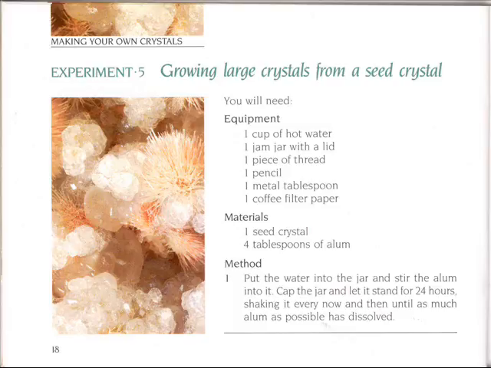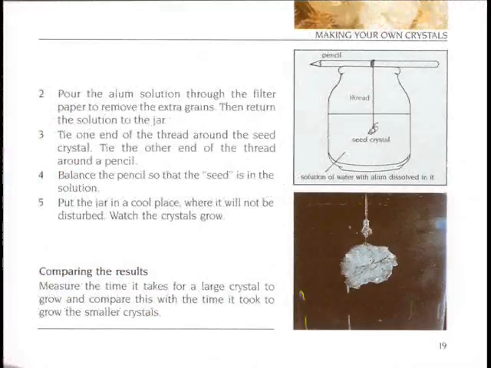Cap the jar and let it stand for 24 hours, shaking it every now and then until as much of the alum as possible has dissolved. Pour the alum solution through the filter paper to remove the extra grains. Then return the solution to the jar.